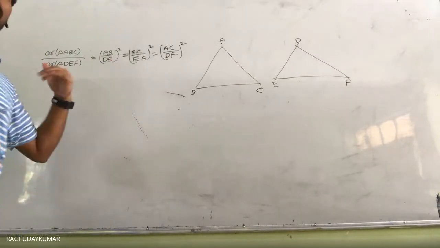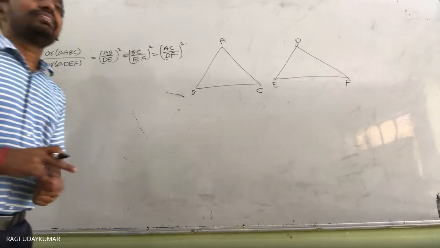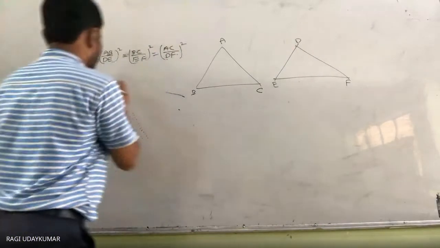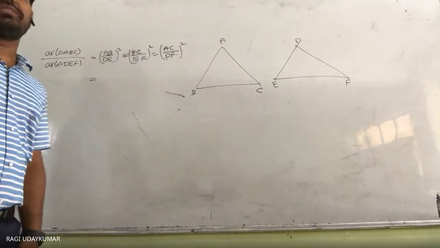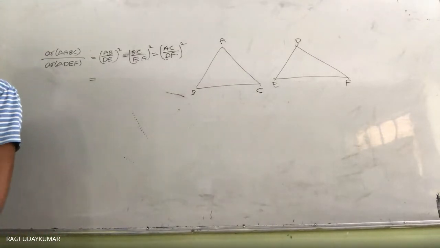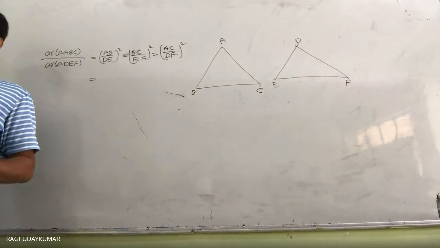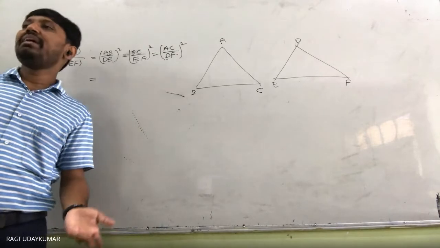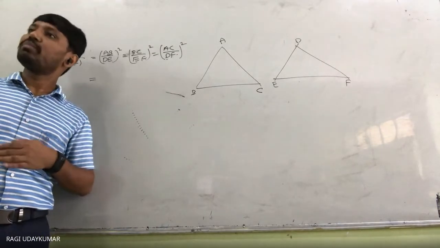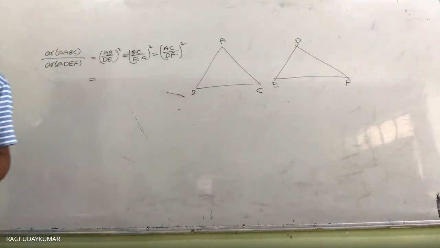Equally, you can say that they are equal to the sum of the squares of the perimeters. Even perimeters you can take, and even medians you can prove. You can prove it. So perimeter is nothing but the sum of all the sides. So sum of all the sides square.